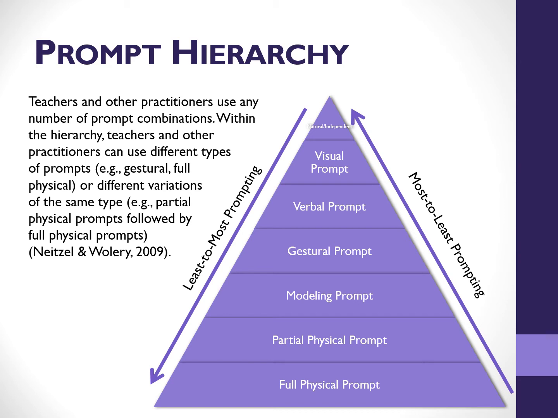So this is the prompt hierarchy. A hierarchy of prompts is used for prompting procedures and has a minimum of 3 levels. So the first level that you'll see at the top is always the independent level, in which no prompts are used, and then the remaining levels are sequenced from the least amount of help to the most amount of help, as you can see in this visual. The last level of the hierarchy should be a controlling prompt, or one that results in the learner doing the behavior correctly.